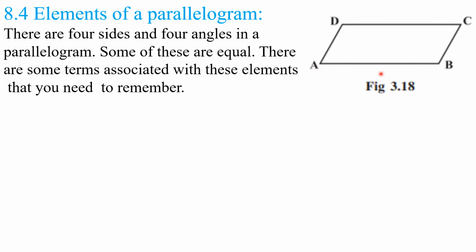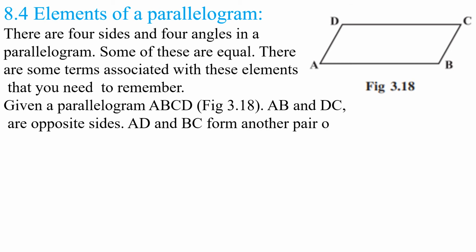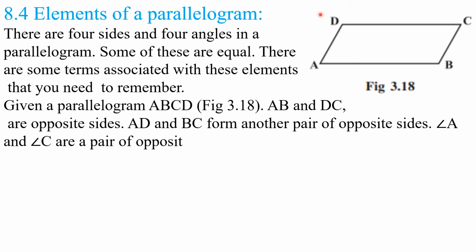This is a parallelogram ABCD. What is the name of this parallelogram? Yes, ABCD. Observe this parallelogram carefully, my dear children. Given a parallelogram ABCD, observe the figure. AB and DC are opposite sides. AD and BC form another pair of opposite sides. In this figure, AB and DC are one pair of opposite sides, and BC and AD form another pair of opposite sides.